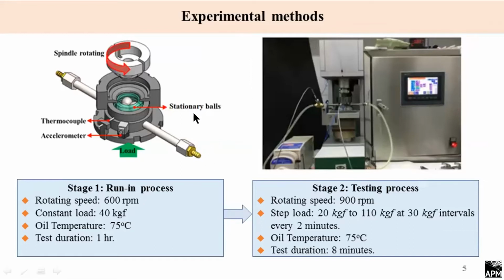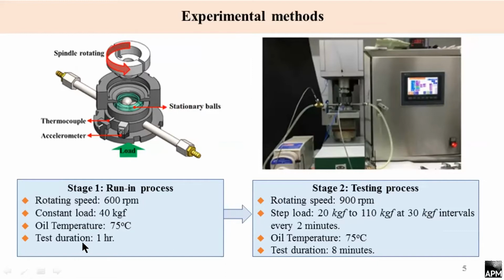Here is the 4-ball wear test machine. A top ball is locked into the main shaft of the machine, rotates, and rubs against 3 fixed balls. In order to consider the effect of the running-in process, our experiment was performed in 2 steps.